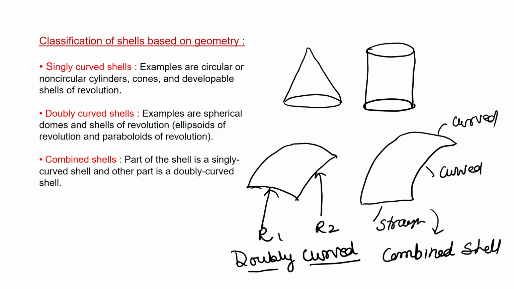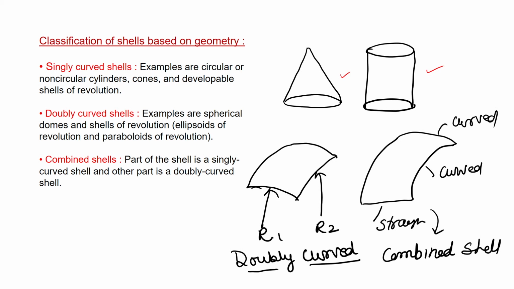Already we have slightly discussed that shells can be further classified based on the geometry, like singly curved surfaces. Already I have discussed that singly curved surfaces have zero Gaussian curvature, they have developability features, and they have curvature in one direction. In doubly curved shells, we have curvature in both directions, and spherical shells or shells of revolution like ellipsoids or paraboloids are known as doubly curved shells.